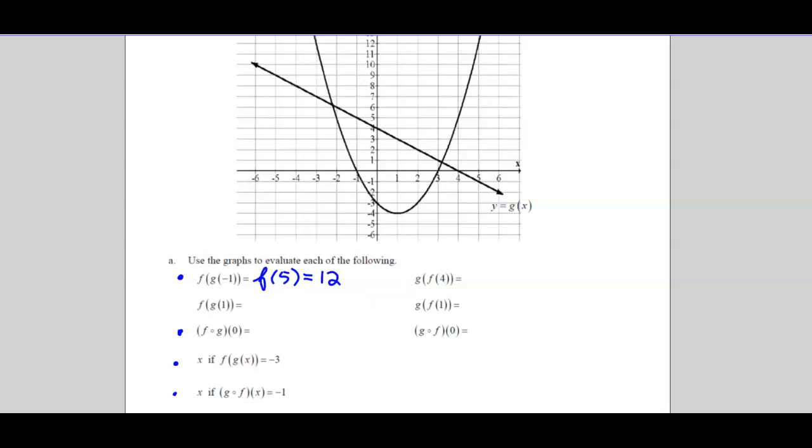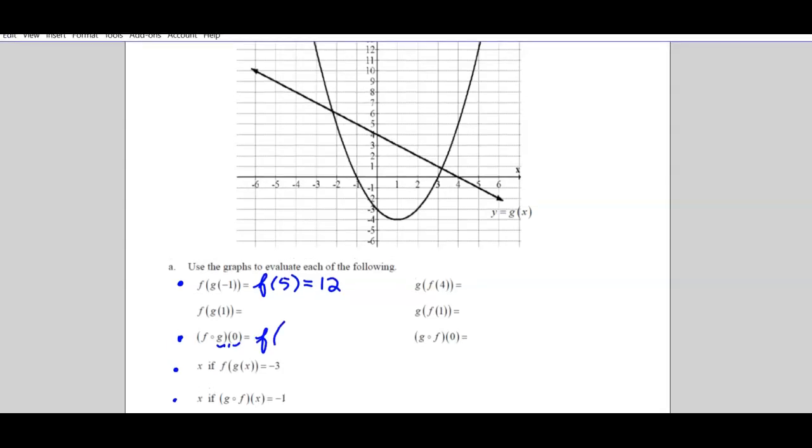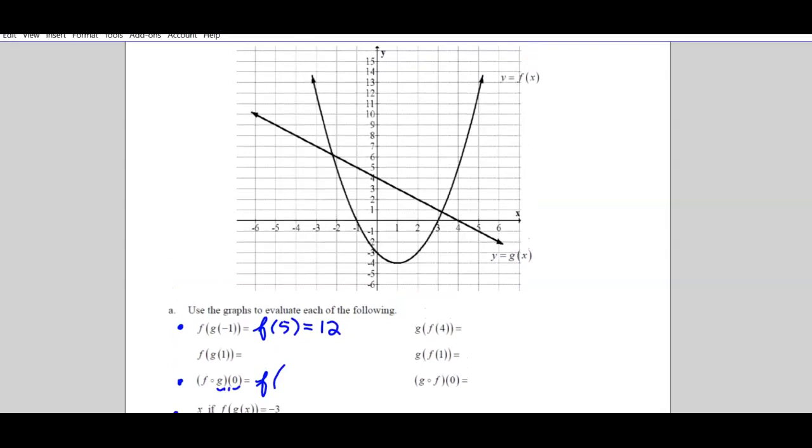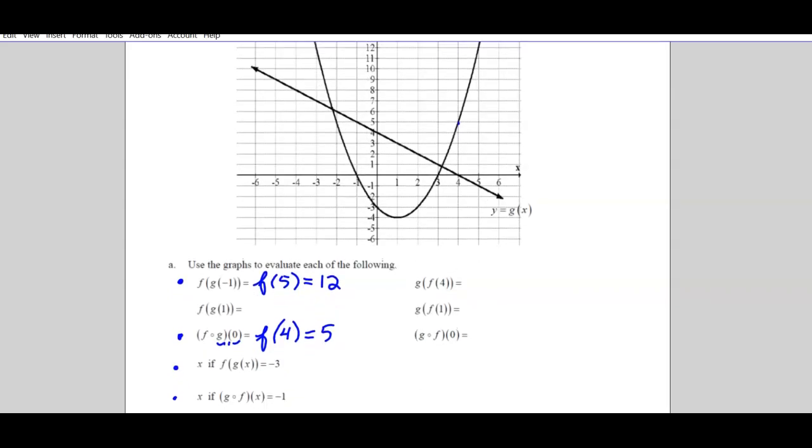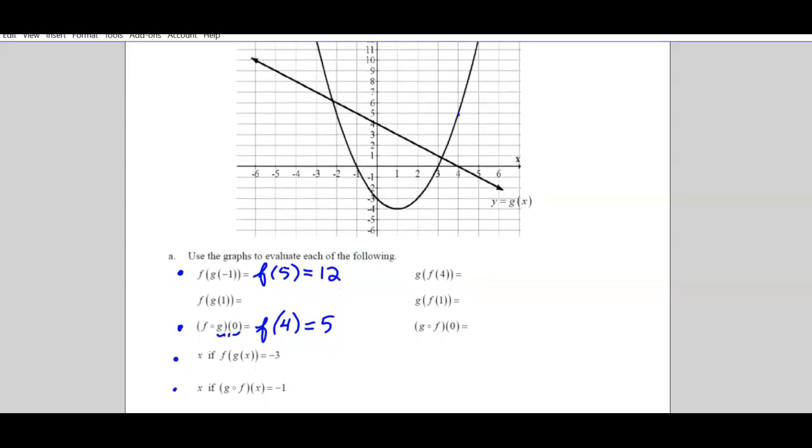So that's bracket notation. Remember the other notation, f open circle g. Now we do the rightmost function first, so g of 0, and then you work back left. So this is going to be f of g of 0. I sometimes convert it to bracket notation. Now I find g of 0 is 4. And then f of 4 is 5.